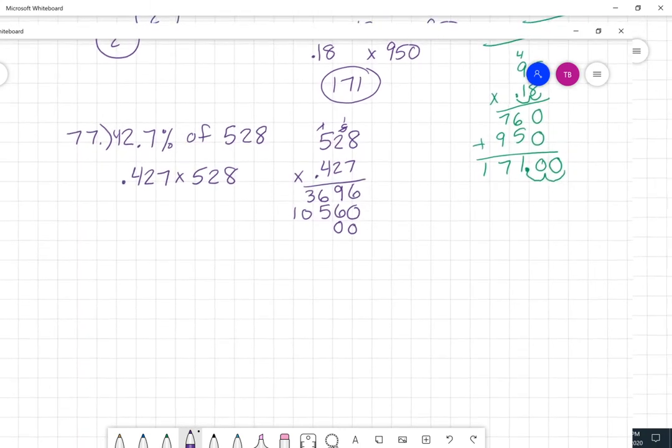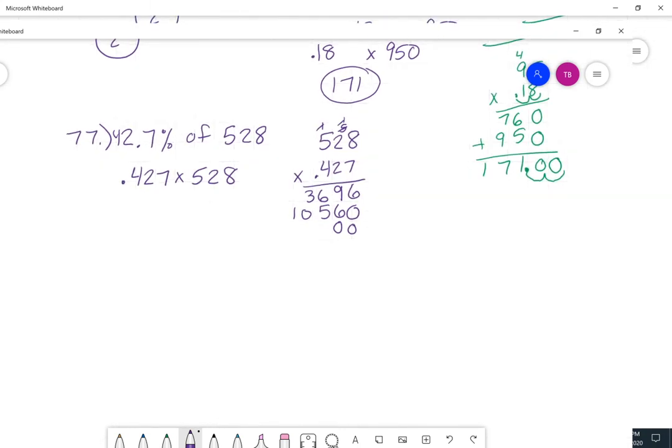And we have 4 times 8, which is 32. 4 times 2 is 8, plus my 3 gives me 11. 4 times 5 is 20, plus 1, and I get 21. Make sure you're writing nice and neat and everything lined up. And if we add straight down, we should get 2, 2, 5, 4, 5, 6. Okay, in the problem, I have 3 decimal places. So in my answer, I have to have 3 decimal places.